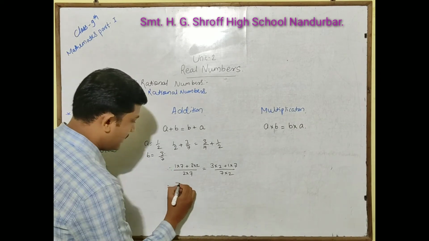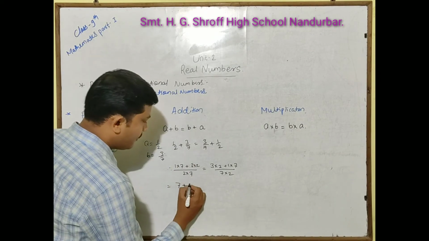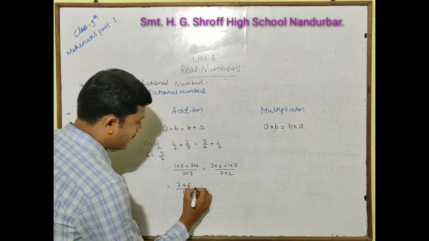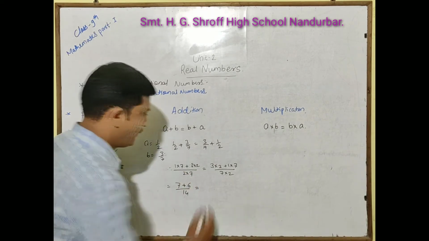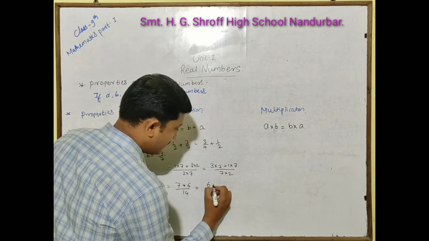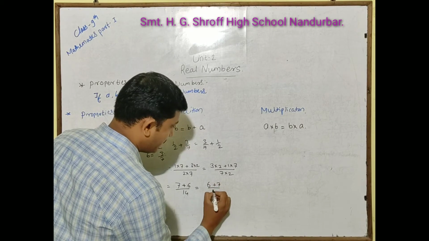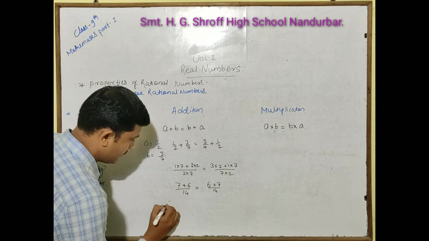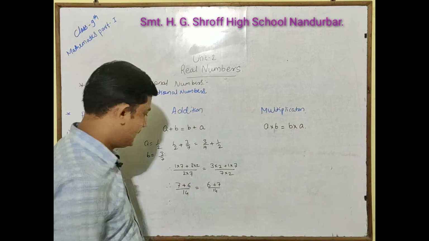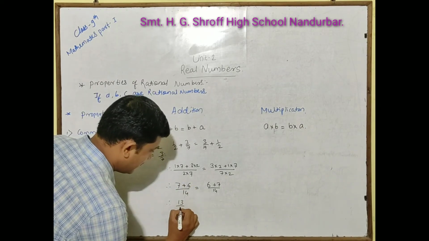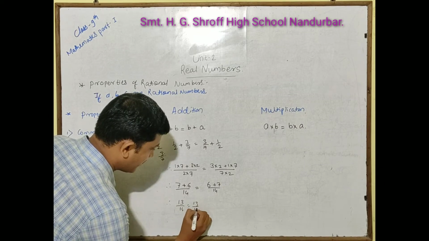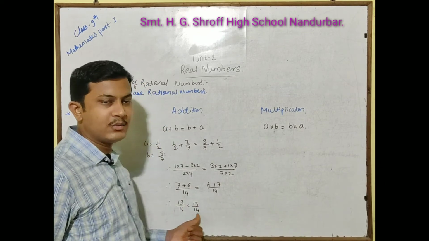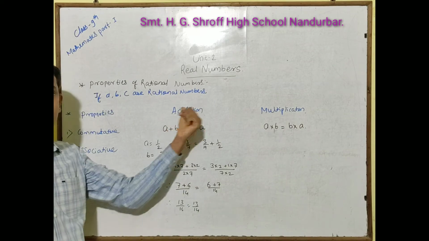1 into 7, 7, plus 3 into 2, 6, on 14, which should be equal to 6 plus 7 upon 14. 7 plus 6, 13. 13 upon 14 equals 13 upon 14. Both the LHS and RHS are equal. Means this property is satisfied for addition.